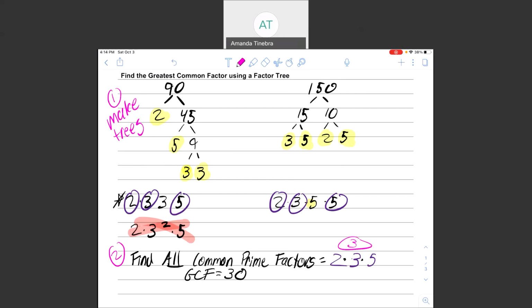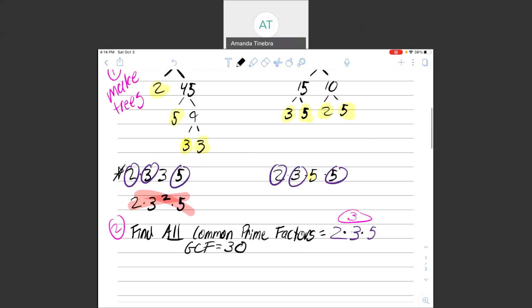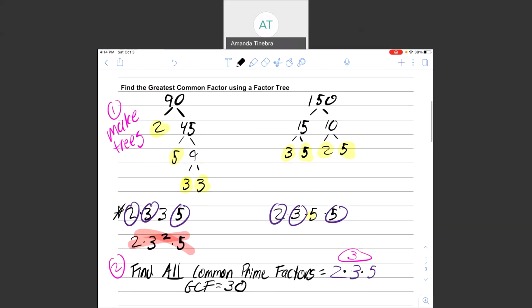But this method, the nice thing about it is that instead of sitting and listing factors for a long time and hoping you find them all, as even you saw I made a mistake when I was doing that video, this method lets you be really, really confident that you found everything as long as you did your trees correctly. But again, for some people, this is a very confusing method. So we'll do one more example here.